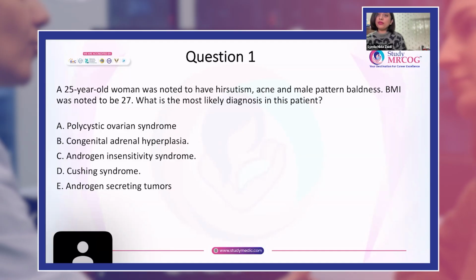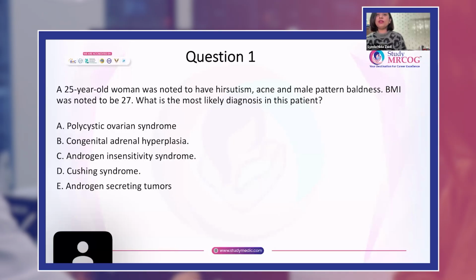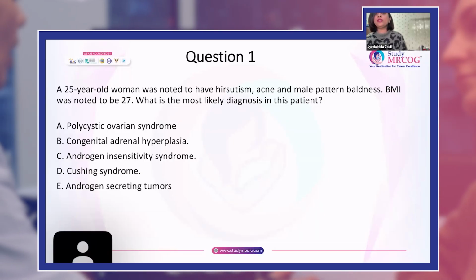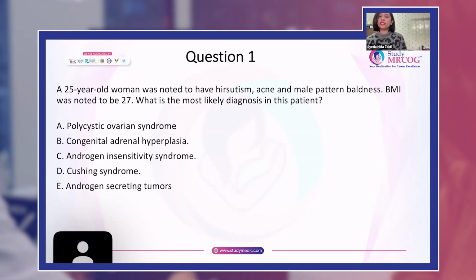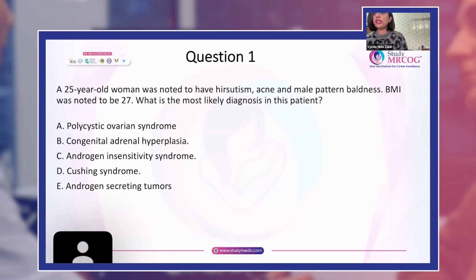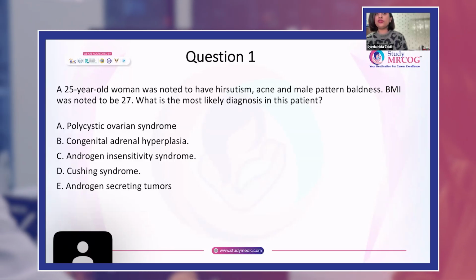A 25-year-old woman was noted to have hirsutism, acne, and male pattern baldness. BMI was noted to be 27. What is the most likely diagnosis in this patient? A. Polycystic ovarian syndrome. B. Congenital adrenal hyperplasia. C. Androgen insensitivity syndrome. D. Cushing syndrome. And E. Androgen secreting tumors.